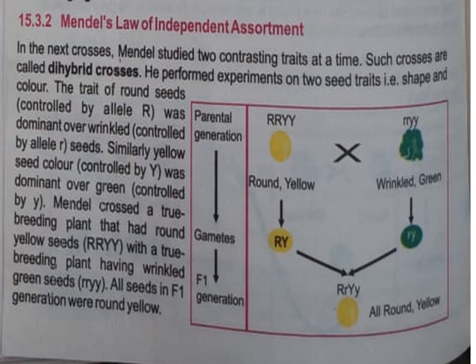Mendel crossed a true breeding plant that had round yellow seeds, capital R, capital R, capital Y, capital Y, with a true breeding plant having wrinkled green seeds, small r, small r, small y, small y. All seeds in the F1 generation were round yellow.